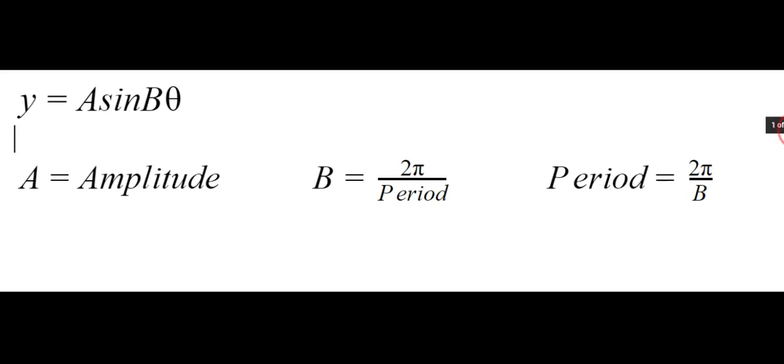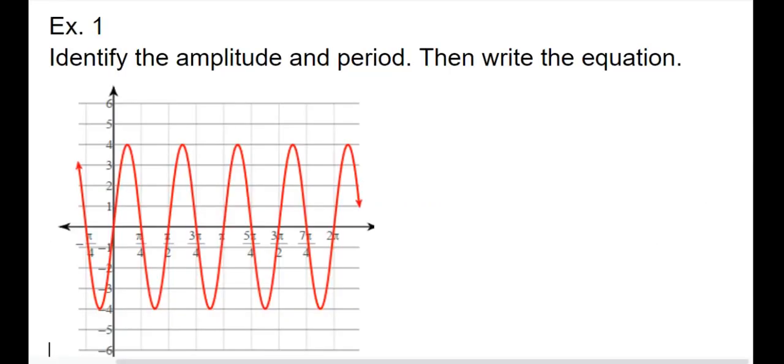So down here, example 1, here I'm given a graph, and they've asked me to identify the amplitude and the period and then write an equation for this graph. So the first thing we want to do is identify the amplitude. If I look at the top of my function, the highest number it goes to is a 4. And if I look at the bottom, the lowest it goes to is -4, which tells me that my center line here for this sine function does go through y equals 0 or the x-axis.